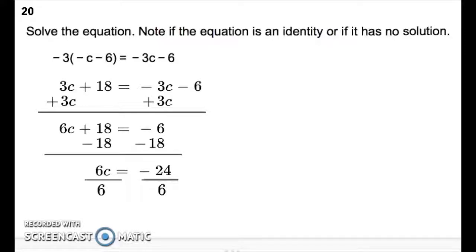Divide both sides by negative 6. And the answer is going to be negative 4. It is not an identity, and it does have a solution. So again, the answer is negative 4.